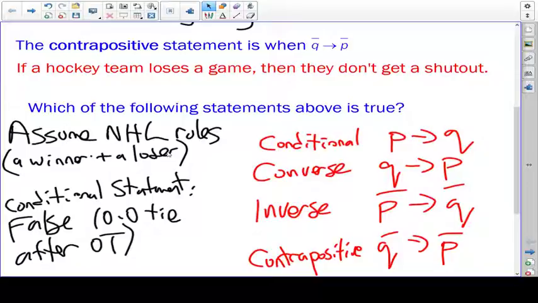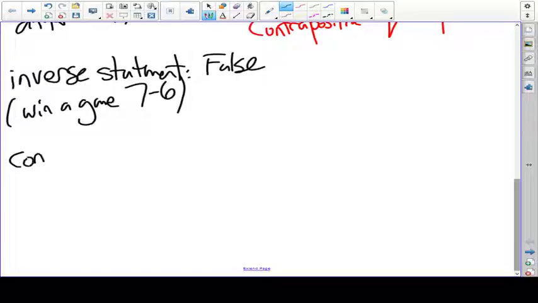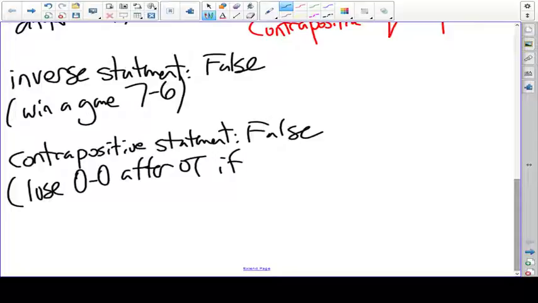You have a visitor. And in the shootout, you can lose the game. Okay, if they lose the game, then they don't get a shutout. False, because you can have a shutout and lose. So, the contrapositive statement is false because, again, you can lose 0-0 after OT.